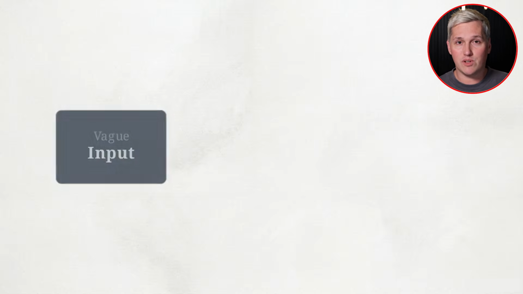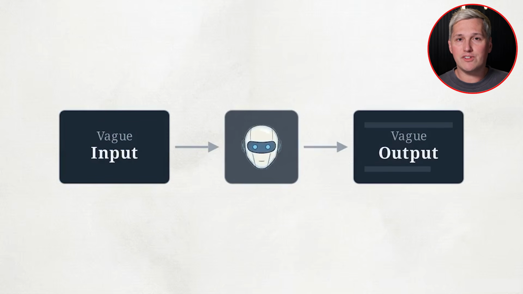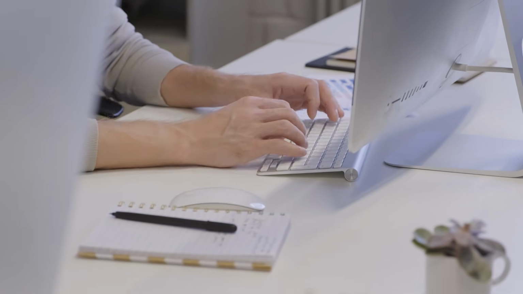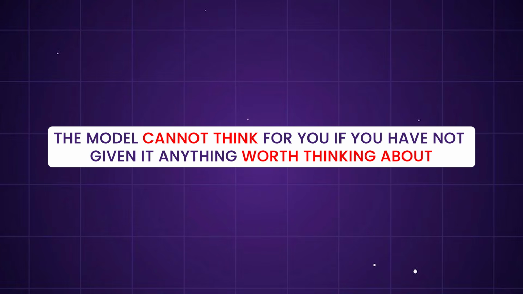And look, that is not the model's fault at all. That is the setup. When you hand a powerful tool a vague request, you get a vague result back every single time. The tool is only as strong as the foundation you give it to work from. And most people are building their AI prompts on almost nothing. No context, no strategy, no depth. The model cannot think for you if you have not given it anything worth thinking about. That is the gap the specialist handoff system is designed to close.